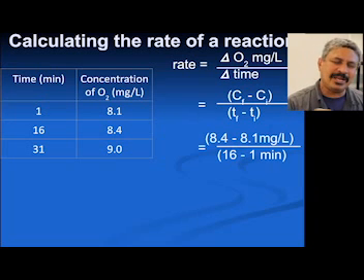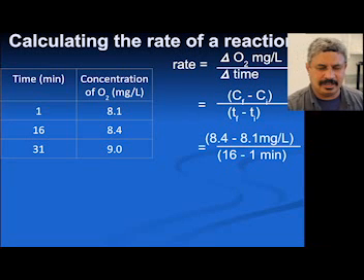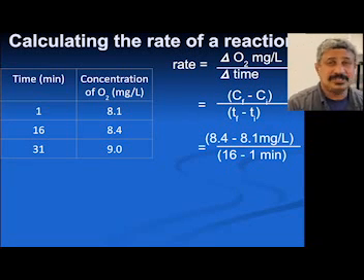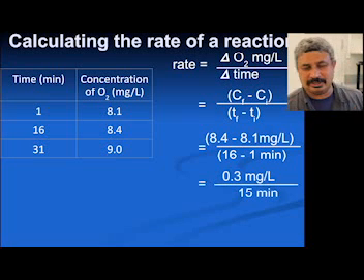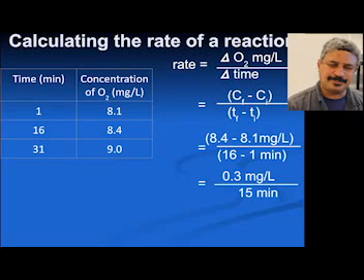8.4 minus 8.1 is 0.3, and 16 minus 1 is 15. That brings us to the next step. Now we just do the division.